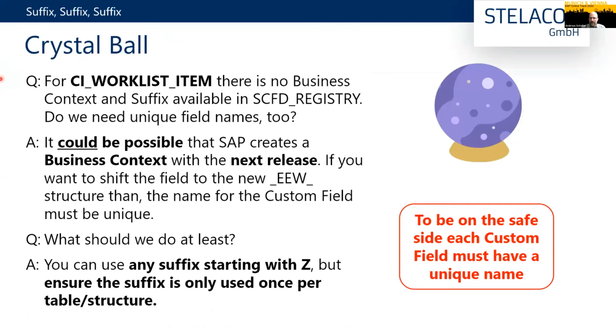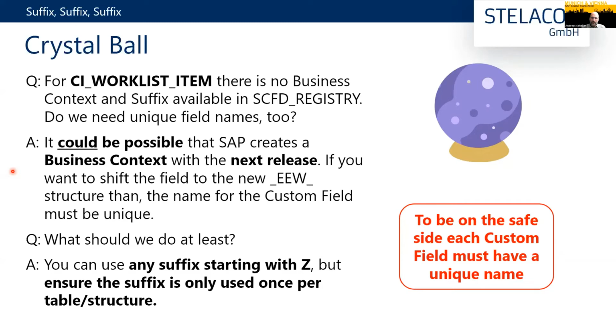So, and now we came to the harder use cases. Sometimes there were include structures for different business contexts or business entities which are not registered in the custom fields registry, which is in the transaction SCFD_REGISTRY. And do we need a unique field name in these cases too? And the answer from SAP was yes, it could be possible that SAP creates a business context within the next release or the one after. And if you want to shift your fields to the new EEW include, then of course the rule also applies that the custom field must be unique.